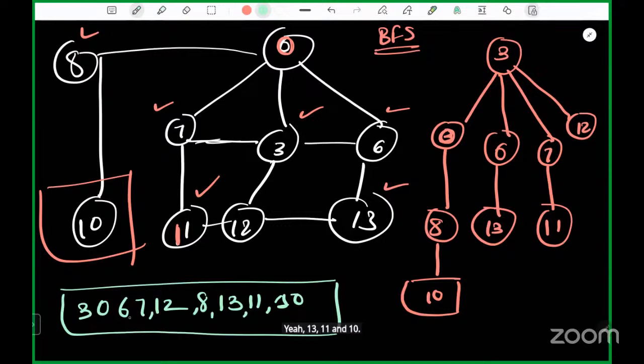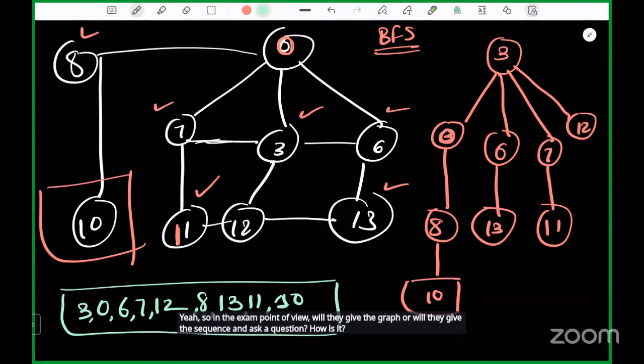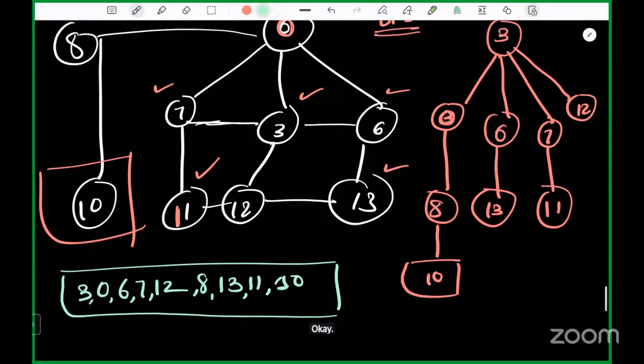That's 12, 8, 7, 6, 8. Yes, Trilok, someone is there. In the exam, will they give the graph or will they give the sequence and ask a question? No, they will give the graph and then they will ask about the sequence. Because from the sequence, it's actually tough to go for the graph.